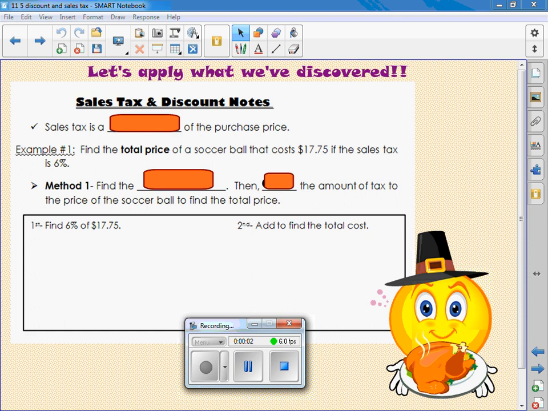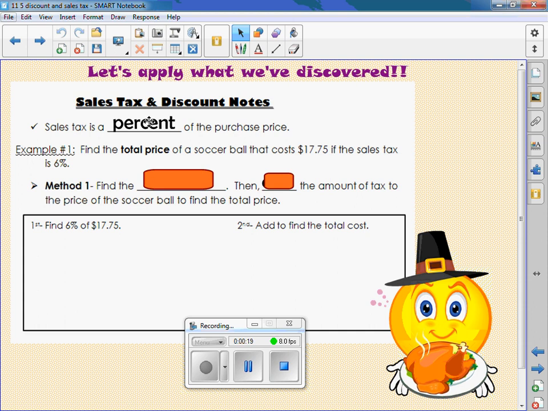Okay, so sales tax and discount. Sales tax is a percent of the purchase price. So in example number 1, you're going to find the total price of the soccer ball if it's $17.75 and the sales tax is 6%. So there are two methods we can use.